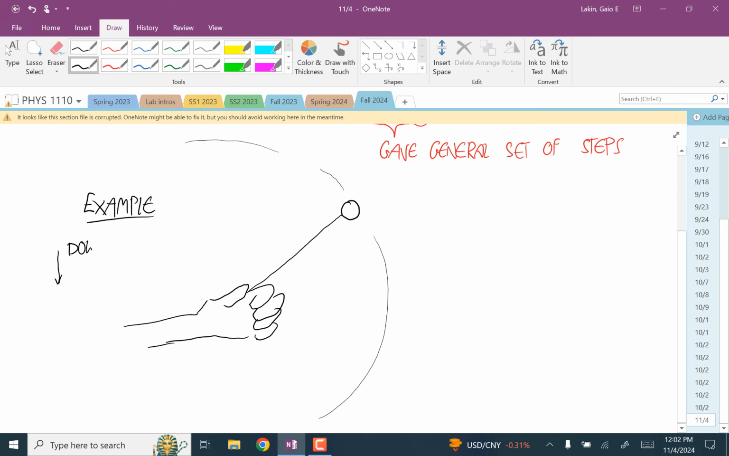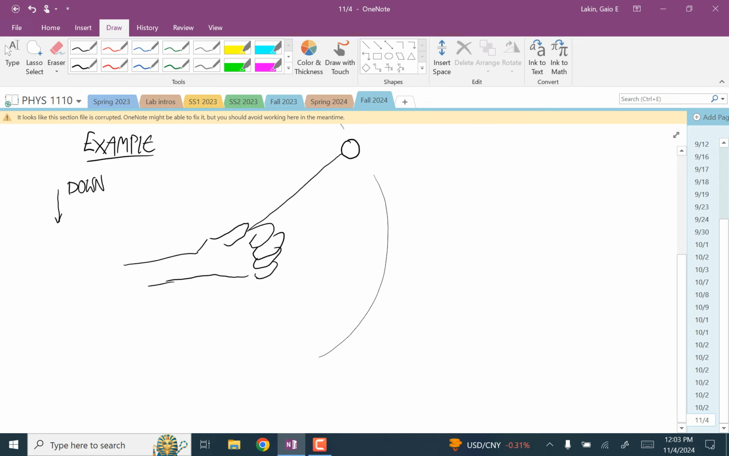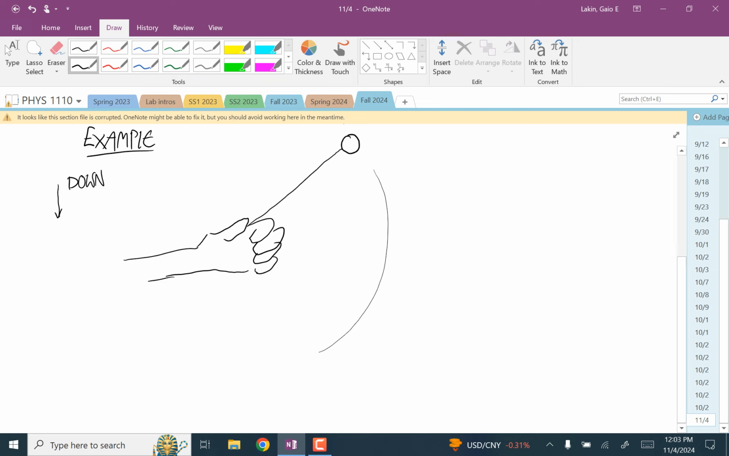Down is this way, so that means the thing is lower, closer to the ground when it's at the bottom of this circle than when it's at the top. That matters because it has to do with how gravity affects things. Let's say that the mass of this ball is 60 grams, so 0.06 kilograms, and the length of the string is 0.2 meters.